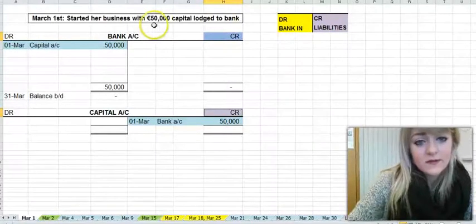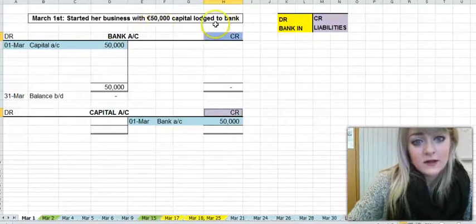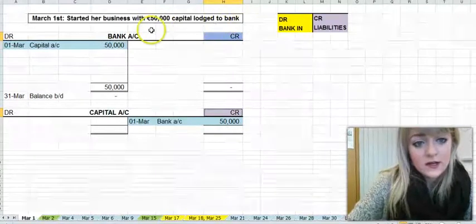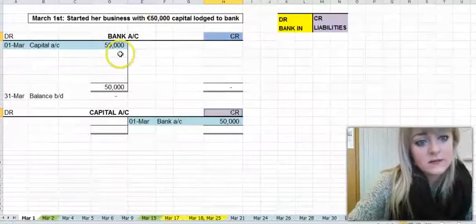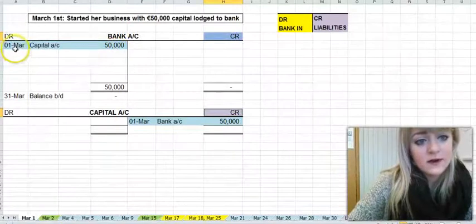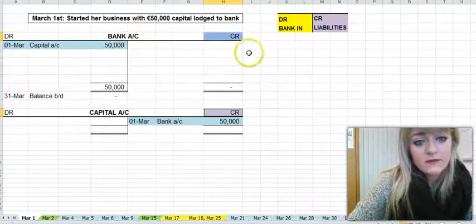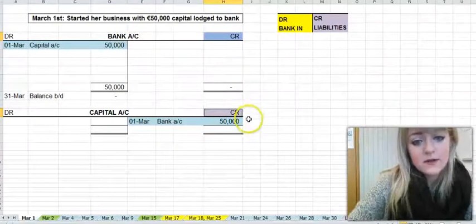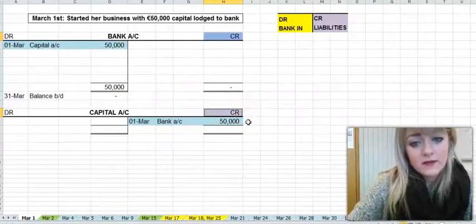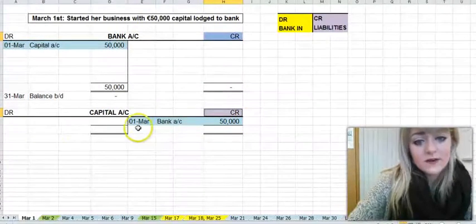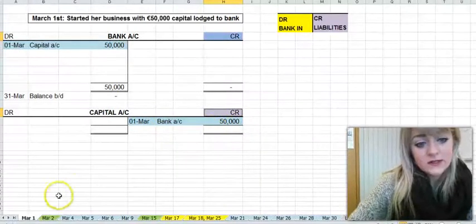So Kate started her business with €50,000 capital lodged to the bank. So it's lodged to her bank account. She's got it into her bank account. So money in is the debit, €50,000 on the 1st of March, debit on her bank account. Then the corresponding credit entry will be her capital account. So this is a liability now. Kate is now liable for this €50,000. So on the 1st of March, we credit her capital account €50,000 of her liabilities.